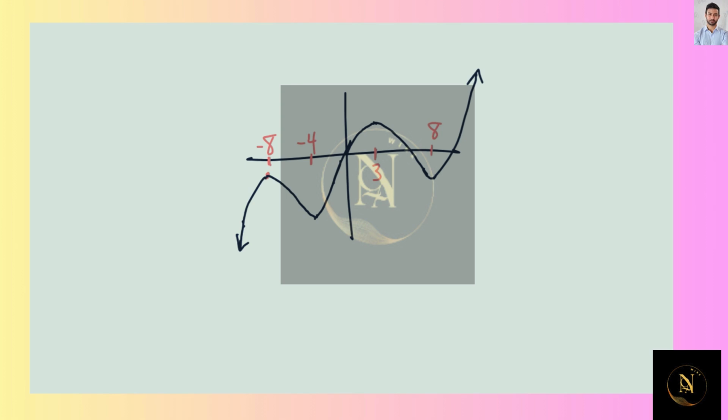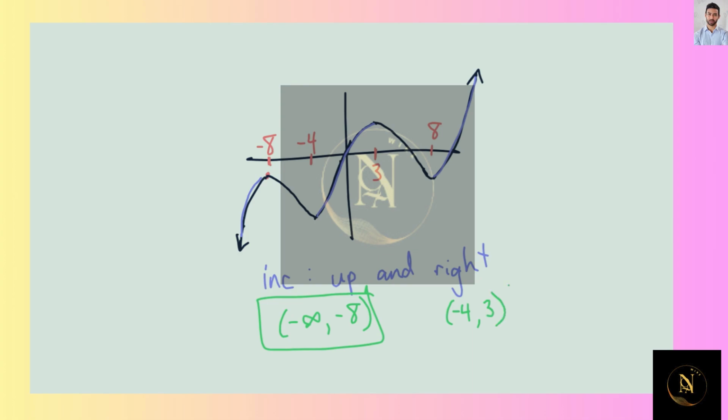Okay, so the first one is increasing. So f is increasing. I'm just going to say when it moves up and right. And as you're looking at all the options on when we're moving up and right, that's that first region, and then this middle one, and then all the way to the end. So in interval notation, check the box that says -infinity to -8. There's a little box there. And then again from -4 to 3, check that box. And then again from 8 to infinity, check that box.